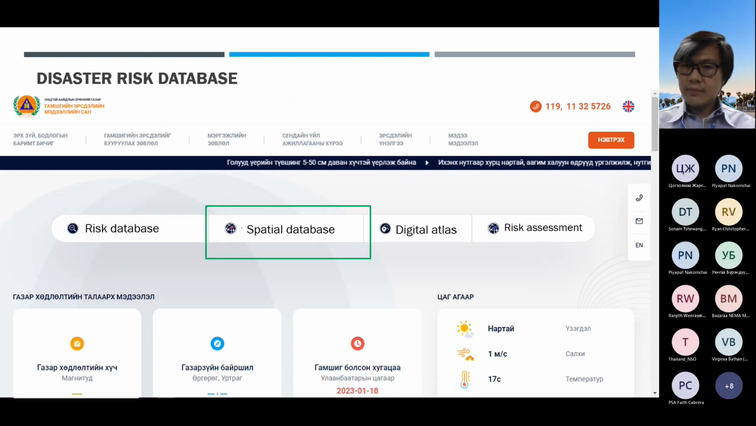At first, we are currently developing the disaster risk database with the support of the disaster risk assessment project by the Asian Development Bank. The database is accessible to the public so that everyone can use it for reference. In the special database section, as you can see, all the disaster exposure and vulnerability statistic data in Mongolia is available.